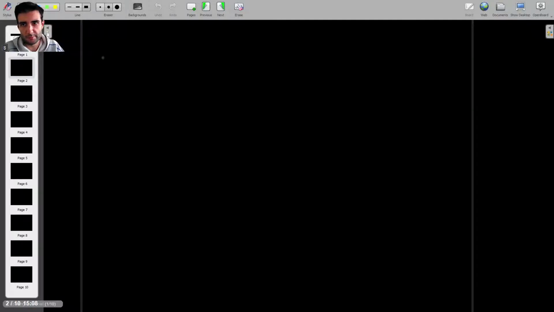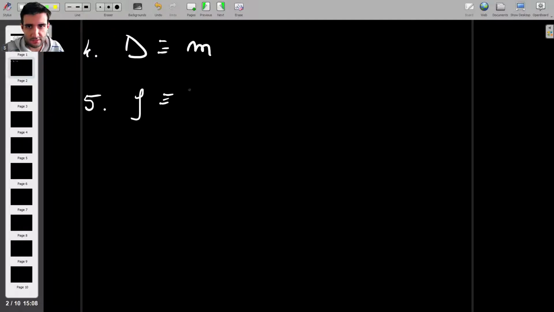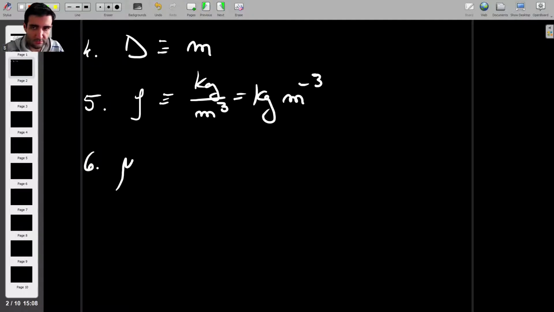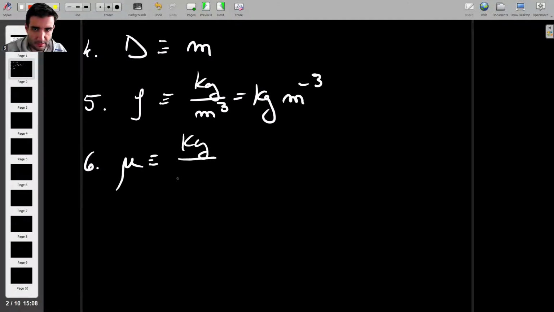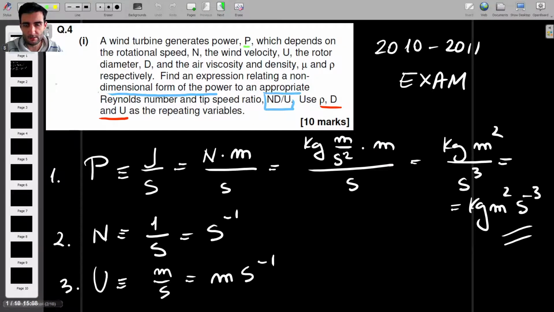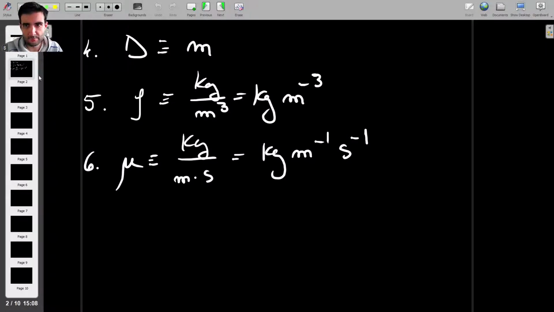So let's do diameter, which should be pretty easy. Diameter is just meters. And then we've got two more. We've got density. Density is measured in kilograms per meter cubed, or kg m to the minus 3. And finally, we have viscosity. In this case, a dynamic viscosity more specifically, this is kg per meter second, or kg m to the minus 1 s to the minus 1. And that should be it.